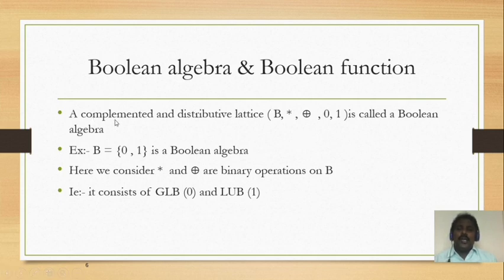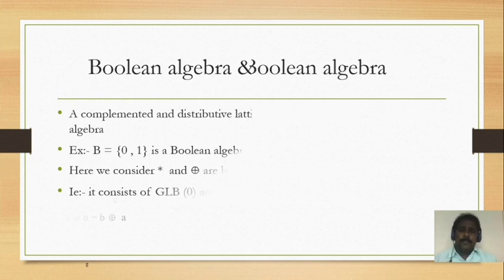So the definition is: a complemented and distributive lattice (B, star, exclusive symbol, 0, 1) is called a Boolean algebra. Here B equal to {0, 1} is called a Boolean algebra, and here I am having two elements, that is, it consists of the greatest lower bound 0 and the least upper bound 1. So this is the definition of a Boolean algebra.